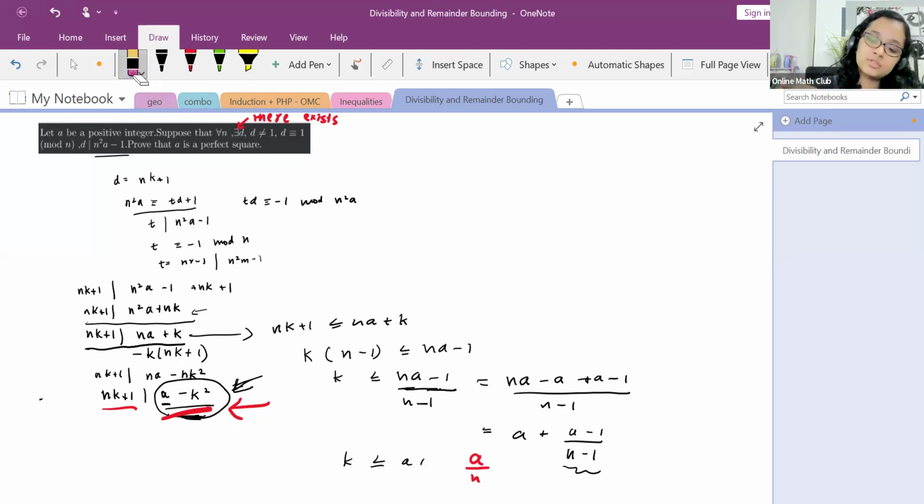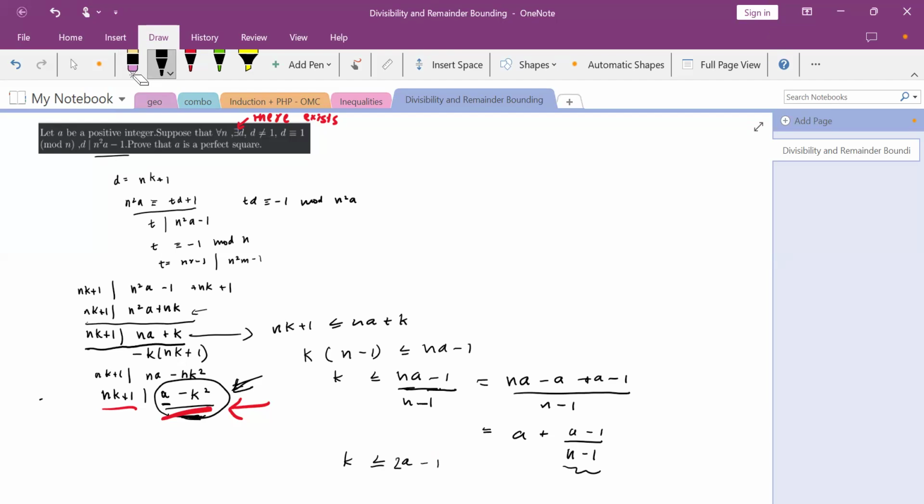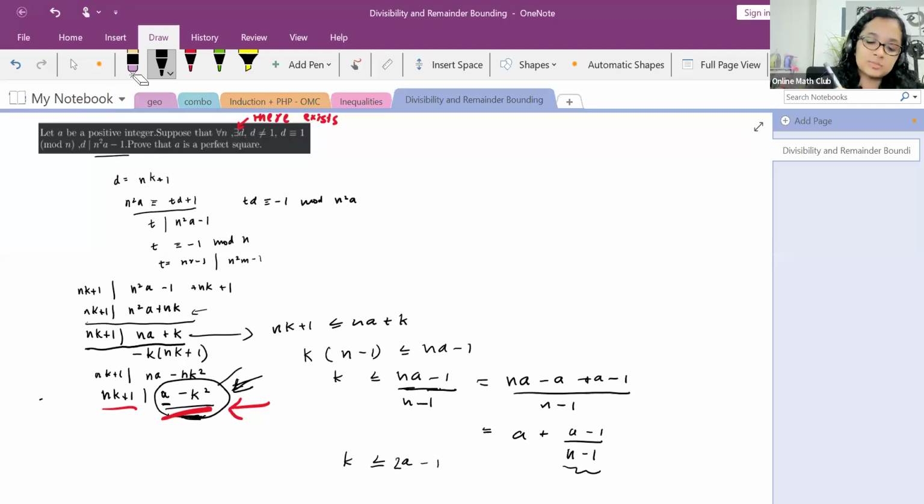Okay, so to make it rigorous, you can just say 2a, because this cannot be bigger than 2a. Even if n is 1, this is just 2a minus 1. So the point is that k is bounded. Yeah, so here you're saying k is bounded, but here you're saying k is unbounded, which is a contradiction. So this must just be 0. That means a is a perfect square.